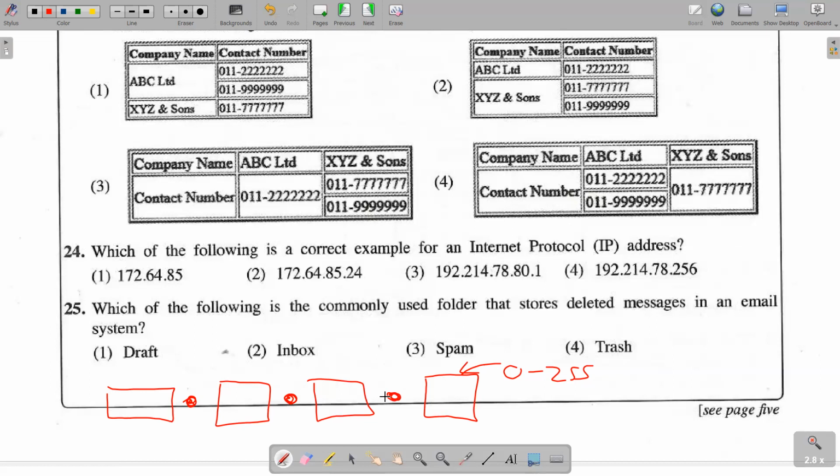So the first one is wrong because there are only 3. The second one seems to be correct. Let's keep it and go. The third one is wrong because they have 5, more than 4. The fourth one, the problem is here, 256. Because of that, it's not valid. So the second one is going to be the answer. Right. So after the 24th, the 30th.